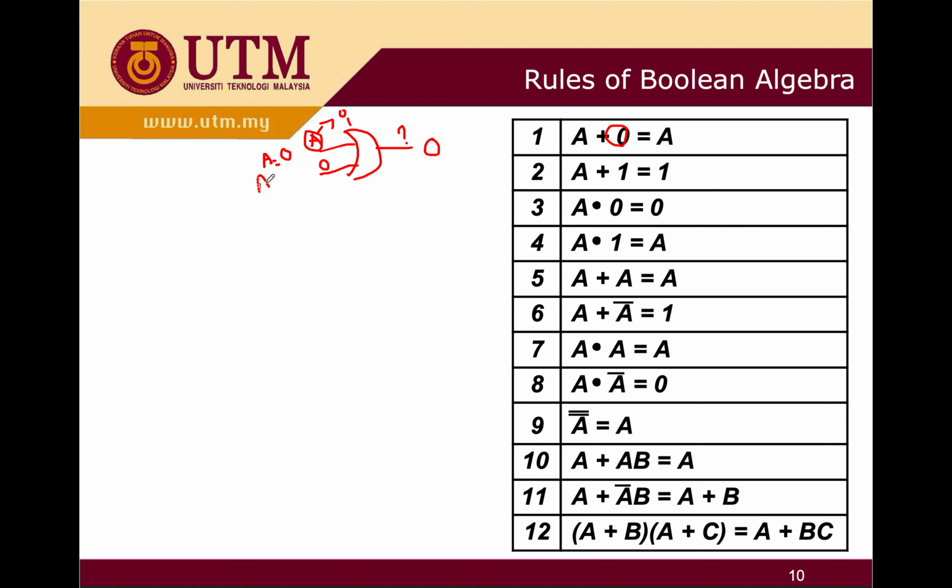So let's say my input A, another possibility is 1. So 1 plus 0 for the OR gate will be 1. So what happened here, I can see my output is the same as whatever my input A is. So I assume that whatever input A is, the output will also be the same as A. So that's how you get your rule number 1.